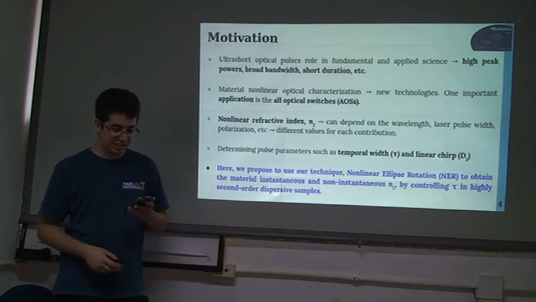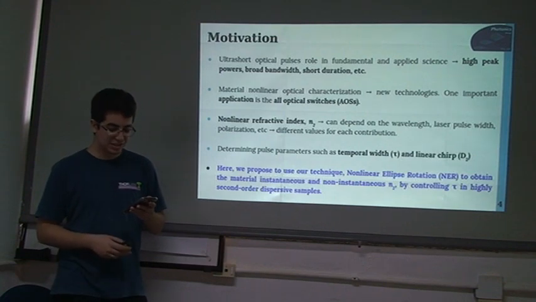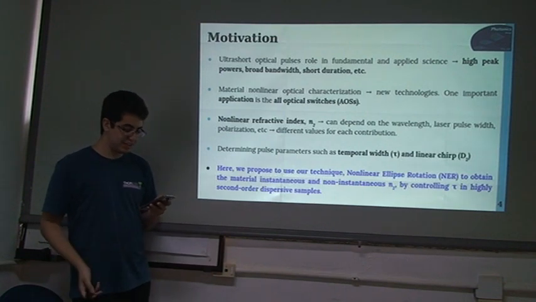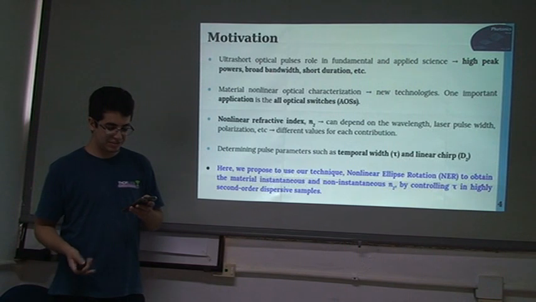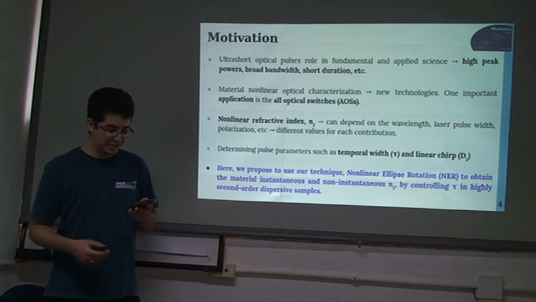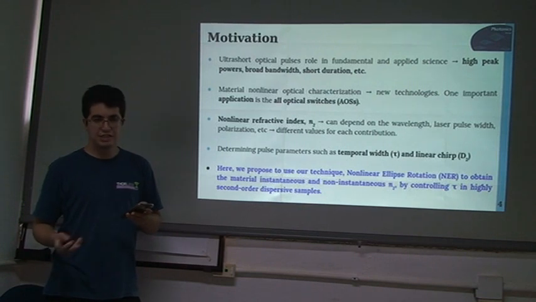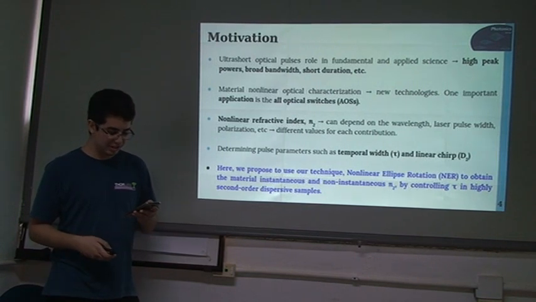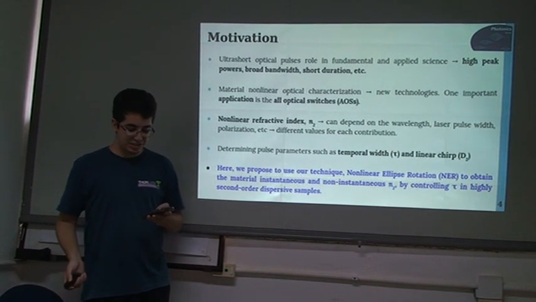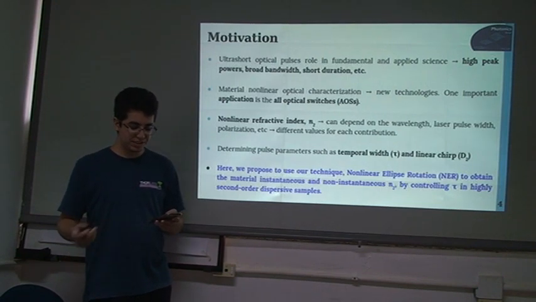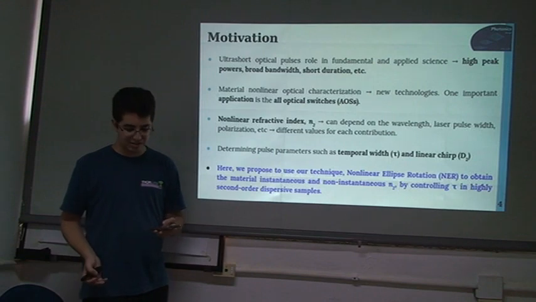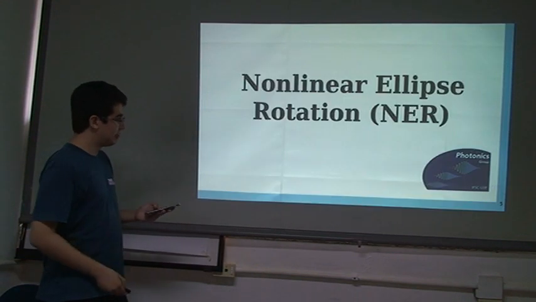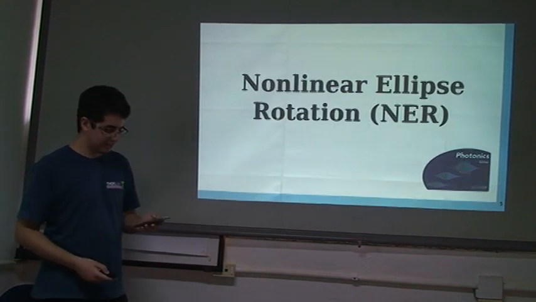So we often need different measurement techniques to characterize the pulse or the sample. So here we propose to use our technique, nonlinear ellipse rotation, or NER, that is capable to either obtain the sample's N2 if you know the pulse parameters, or obtain the pulse parameters if you know the sample's N2. Now we intend to extend our technique to obtain N2 as a function of the pulse temporal width by using highly second-order dispersive samples. So let's contextualize our technique.